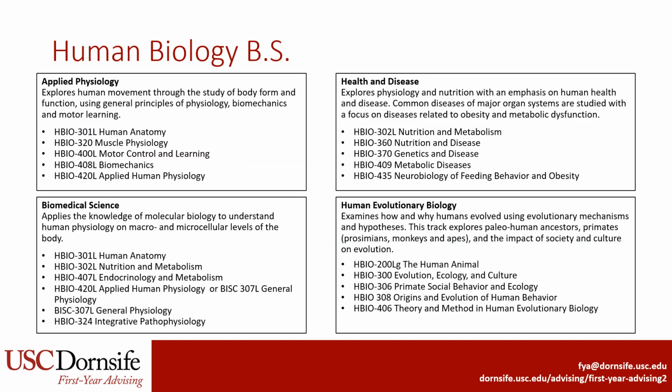The 4 tracks that you can pick from include applied physiology, biomedical science, health and disease, and human evolutionary biology. You will likely begin the courses in your selected track during your junior year, with a majority of the courses being taken in senior year as you focus on the general core and restricted electives in the beginning. For the track that you pick, you will complete all 20 units within the track. You are not allowed to mix and match.